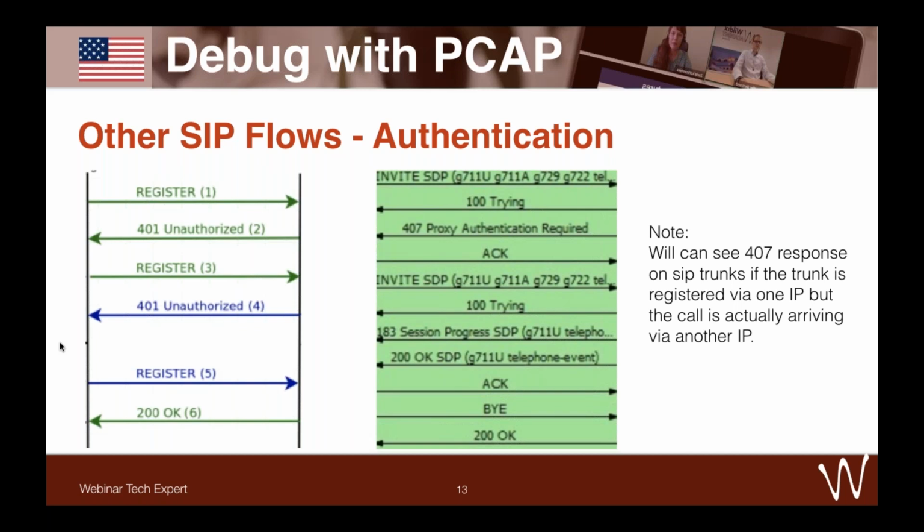So once it's challenged me, I send back what it needs, and then he says, okay, I'm sending a 183, I'm progressing the call. Ultimately, I've answered the call. And then just like before, I get an ACK for the answer. Ultimately, somebody sends a BYE, and a 200 OK for the BYE. So these are other types of very basic call flows that you might run across.